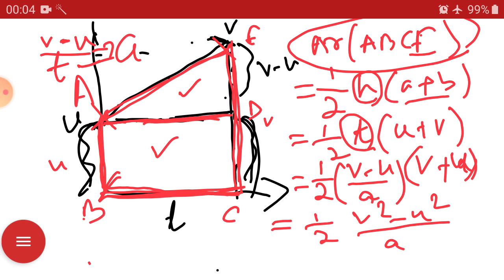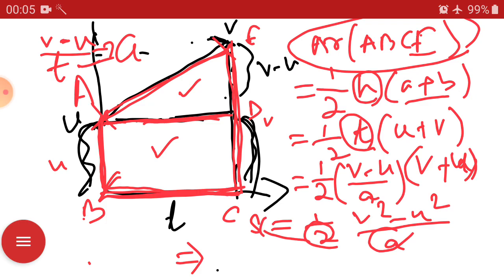So the area under this ABCD trapezium will be your displacement S. Okay, that I have told you. The area under this velocity time graph will give you the displacement of the object. So now I will write the final equation. This 2 into A in the denominator, we will cross multiply here and simplify it.